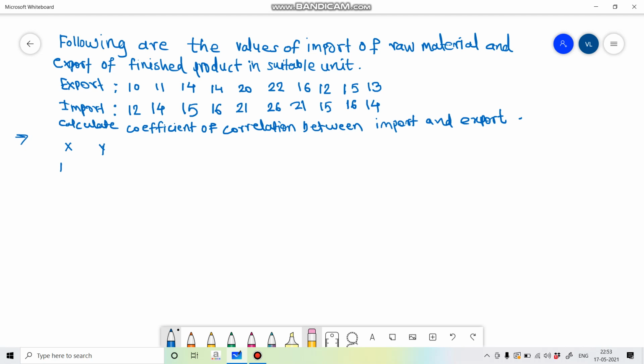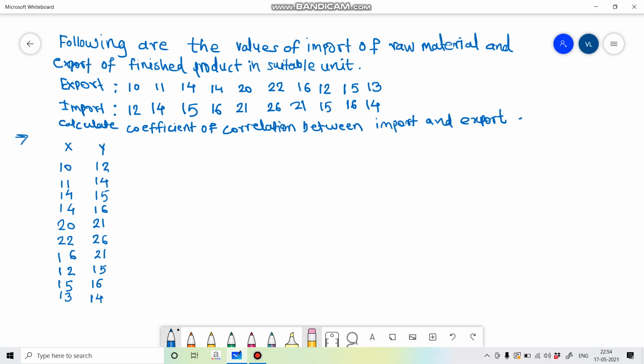So we can write here X values: 10, 11, 14, again 14, 20, 22, 16, 12, 15 and 13. Here the import values: 12, 14, 15, 16, 21, 26, 21, 15, 16 and 14.